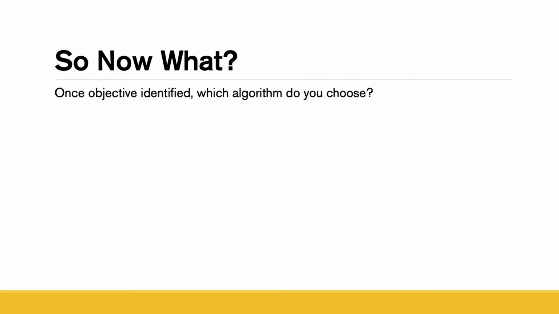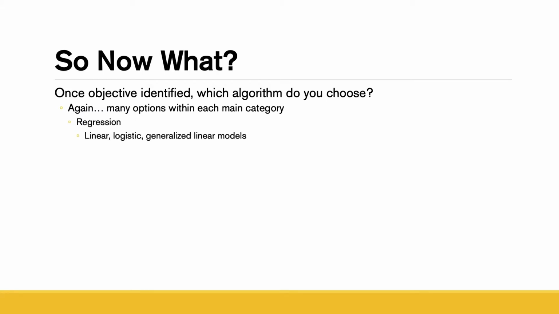Moving on, we talked about the main categories. Once you figure out the main objective, there's a whole other layer that you just peeled back, and there's all sorts of different kinds of algorithms within those topics. So let's say I chose supervised learning. I want to predict some sort of Y. Well, guess what? There's a whole bunch of different categories within that.